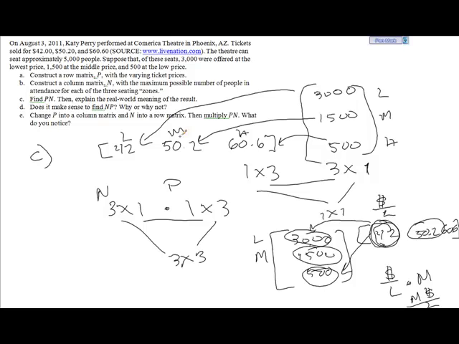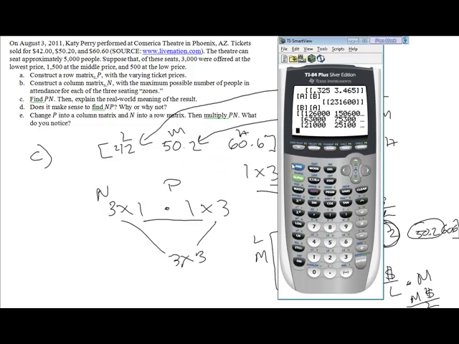Now it says change P into a column matrix and N into a row matrix, then multiply PN. What do you notice? What I'm going to do in my calculator is a little trick here. Since I want to convert this into a column matrix, there's a feature called transpose. Let me just show you what that looks like. So there's A, and all I want to do is invert it so it's not a 1 by 3, but instead a 3 by 1.